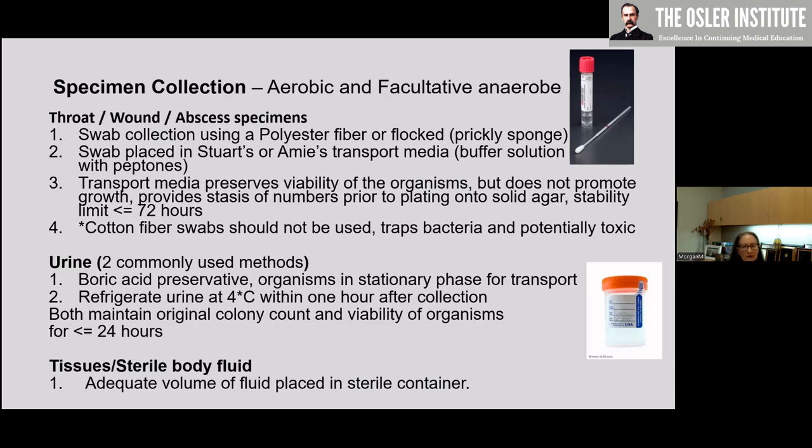The stability of most of these transport devices is around 72 hours. You should not use cotton fiber swabs. They can trap bacteria in the fibers and they're potentially toxic.